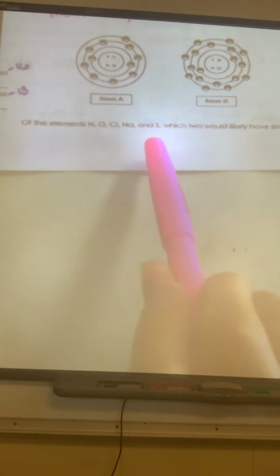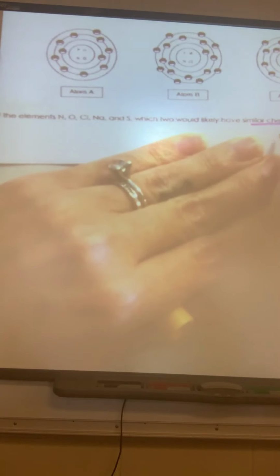All right. Of the elements N, O, Cl, Na, and S, which 2 would likely have similar chemical properties? What's that mean if it has similar chemical properties? They're in the same group. O and S. Same group, so which one would it be? O and S, yes.